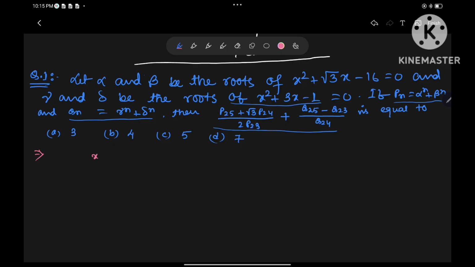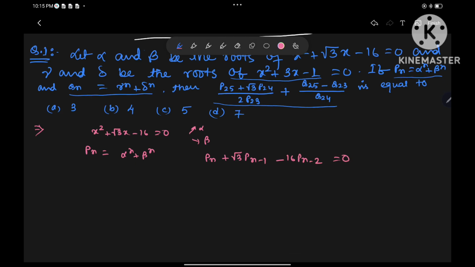So what is given? The quadratic equation is x square plus root 3x minus 16 equals to 0. What are its roots? That is alpha and beta. And the relation given is Pn equals to alpha power n plus beta power n. Then by Newton's formula I can write Pn plus root 3 into P of n minus 1 minus 16 into P of n minus 2 equals to 0. Please notice what we have been asked to find: P25 plus root 3 P24 by 2 into P23.